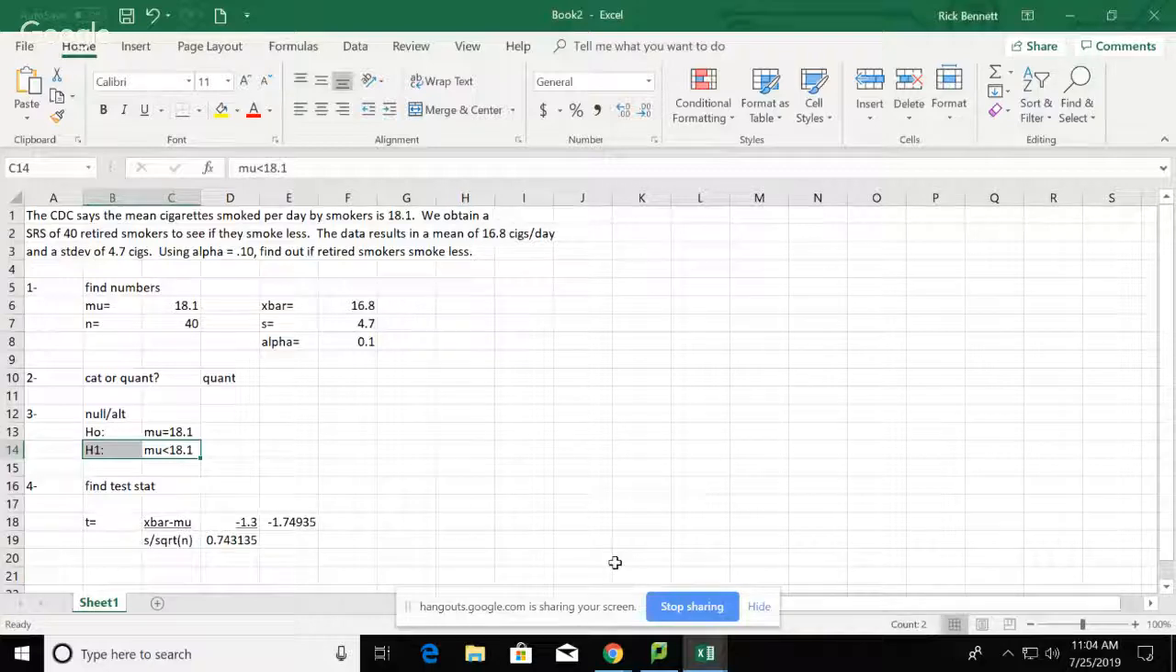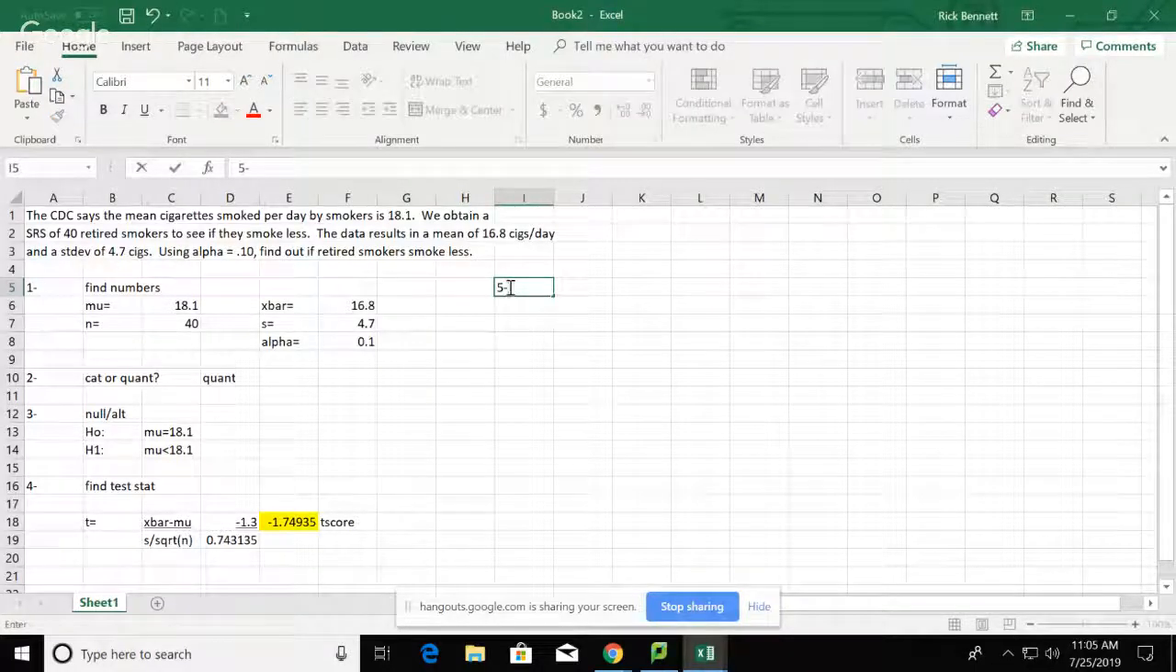All right, so I got a value of negative 1.74, and I'm going to label that what? That's my t-score, as opposed to my z-score, right? There is a different table in the book. And does the table work the same way? No, it does not work the same way. We'll go over that in just a minute.